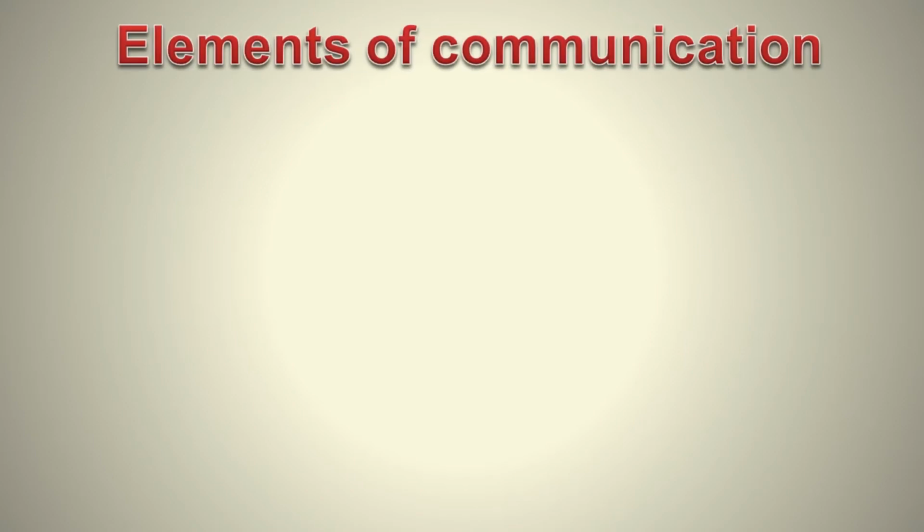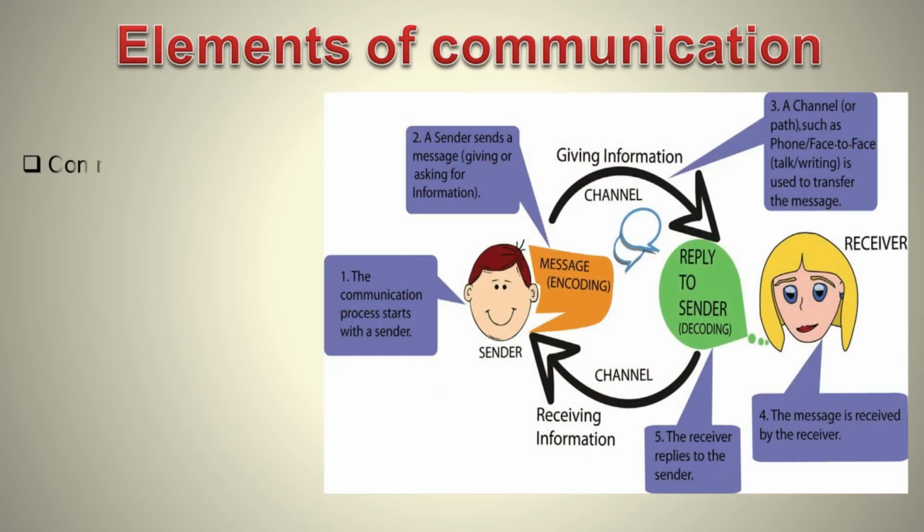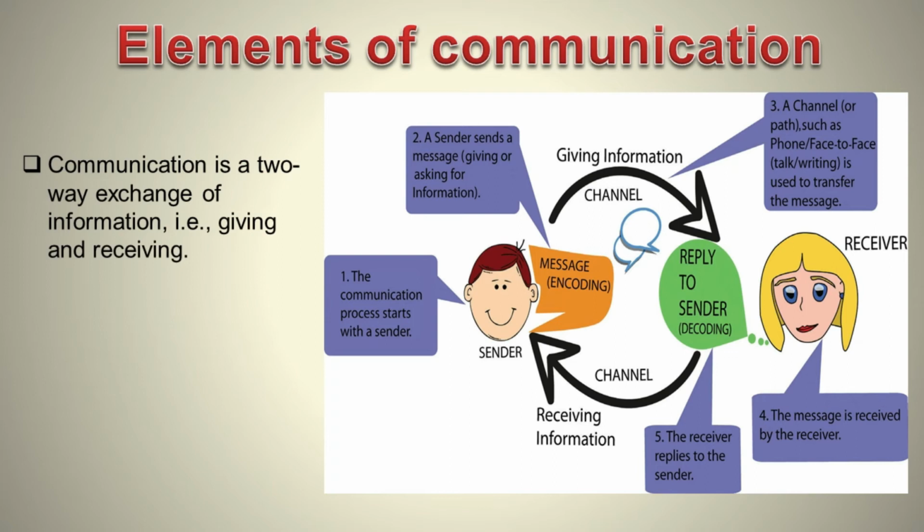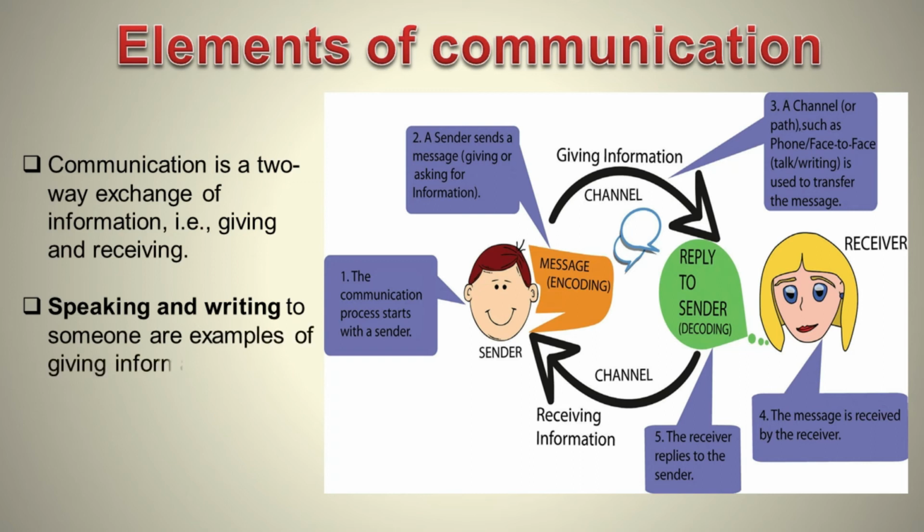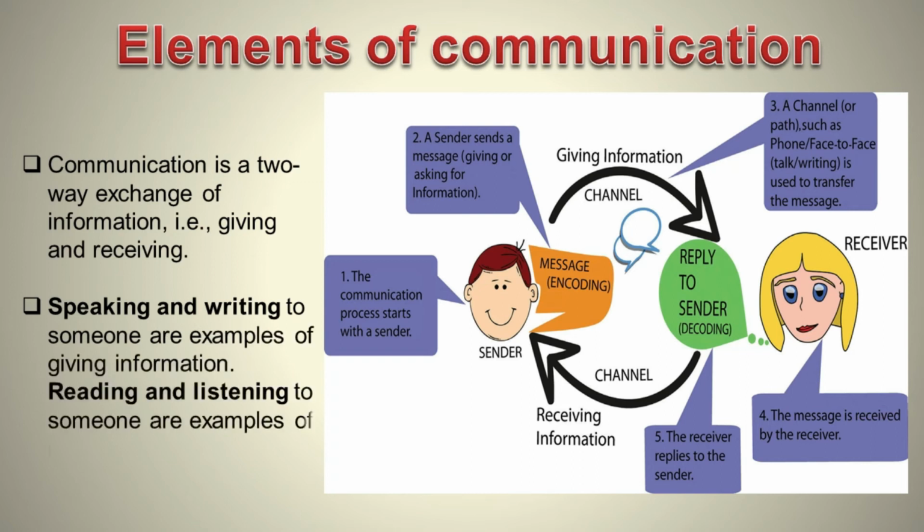Next, what are the elements of communication? Communication is a two-way exchange of information, that is, giving and receiving. Speaking and writing to someone are examples of giving information. Reading and listening to someone are examples of receiving information. So, communication cannot happen if there is only one person. It takes at least two people or parties to make some communication.